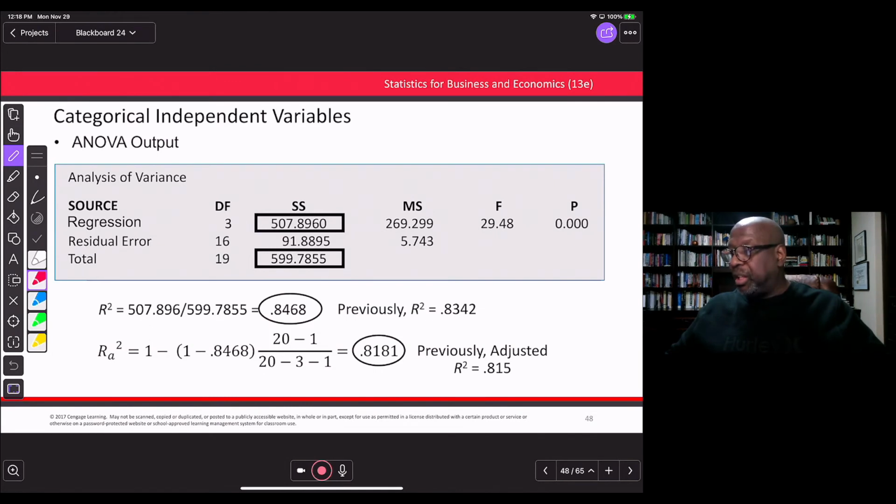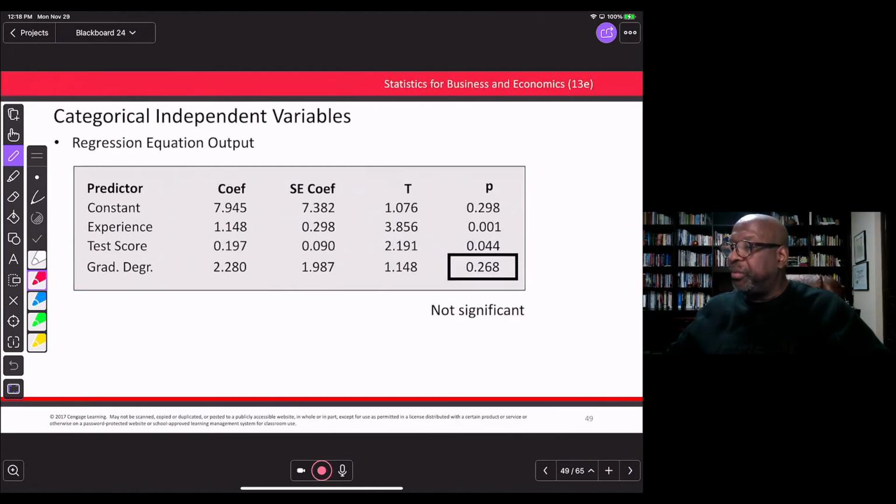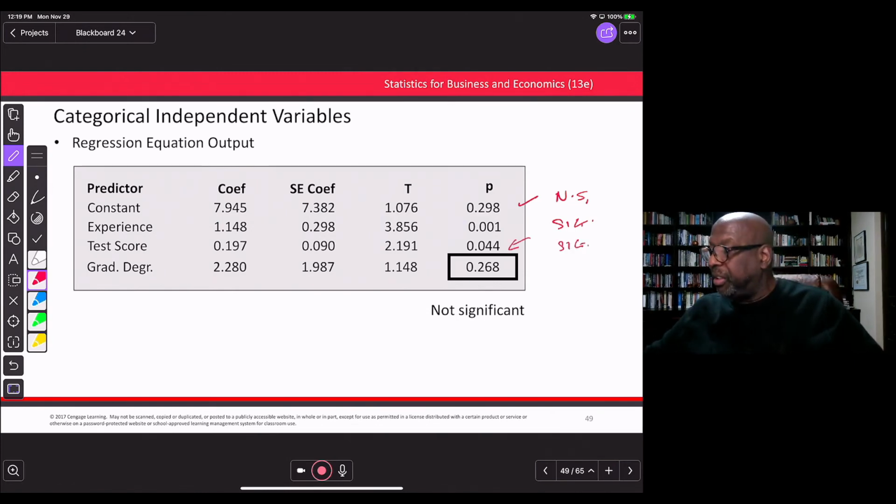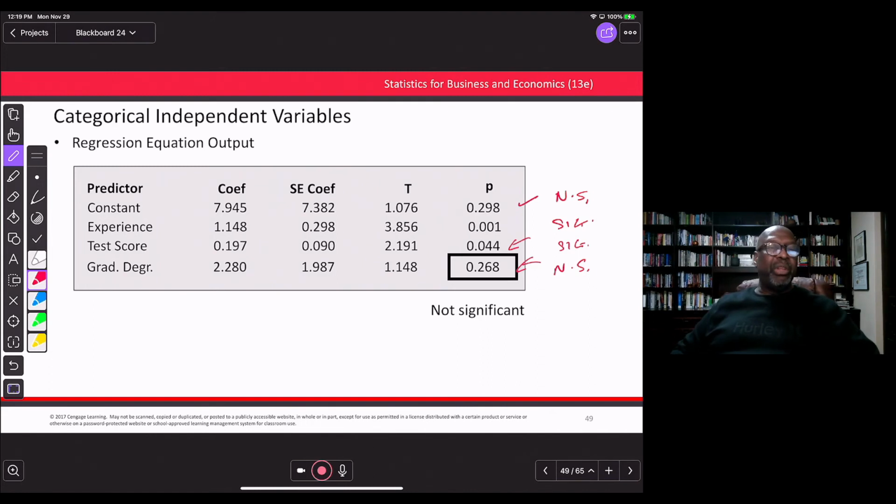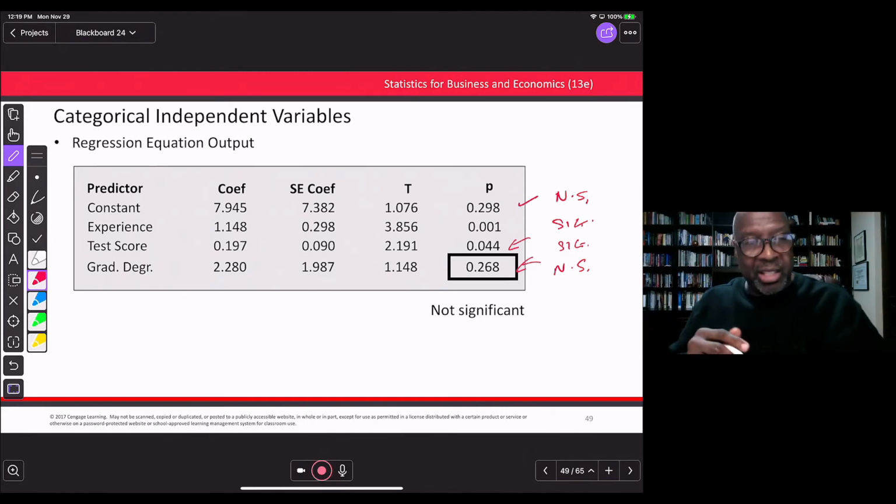And then we run the regression again, and when we run the regression, we see that we still have a p-value of 0.0000, very strong. And in fact, if we now look at the coefficients for that problem, the constant is still not significant, but the experience coefficient is significant. The test score is significant at a 5% level, however the degree is not significant. 0.268 is the p-value.